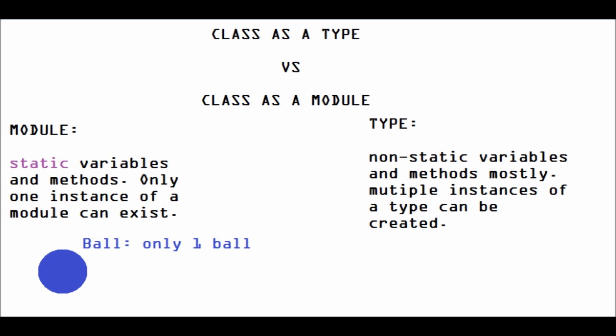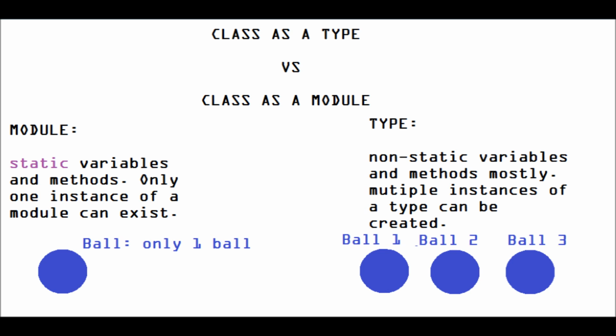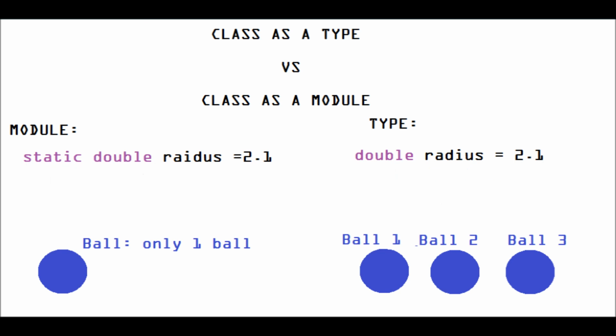Now a type, on the other hand, has mostly non-static variables and methods, and that way you can have multiple instances of that class. You can use it as a type to create multiple instances of that, as many as you want. So we can create multiple objects with the same code. So the only real big difference is whether things are static or non-static.